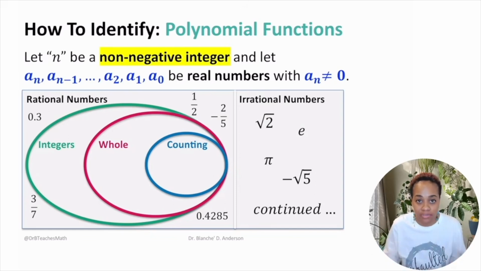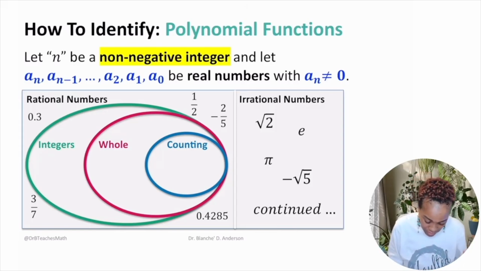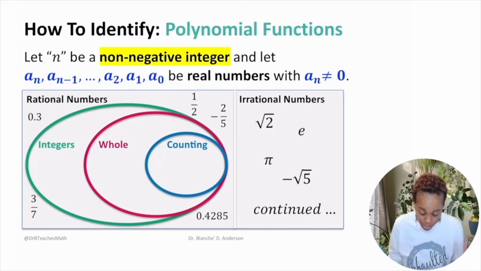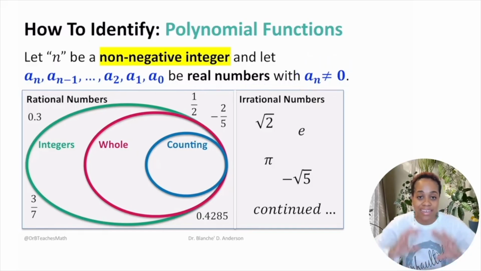How to identify polynomial functions. So here's the definition, and then I'm going to try to put it in Dr. B language. Let n be a non-negative integer, and let a sub n, a sub n minus 1, a sub 2, a sub 1, a sub 0 be real numbers, where a sub n is not equal to 0. That is the definition of a polynomial function.